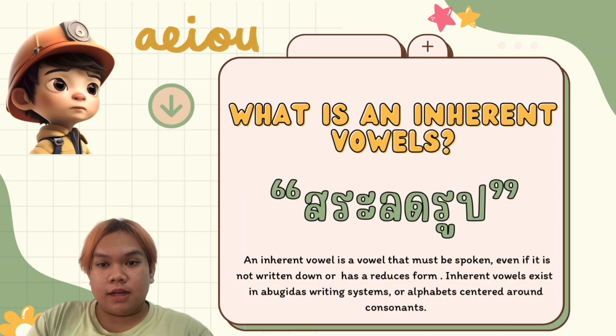What is an inherent vowel? An inherent vowel in Thai we say สระรถรูป. An inherent vowel is a vowel that must be spoken even if it's not written down or has a radial form.